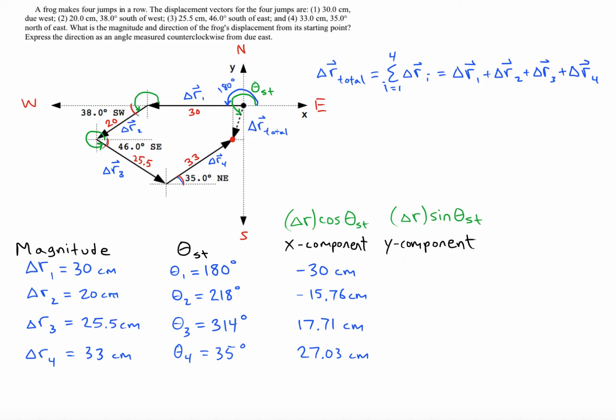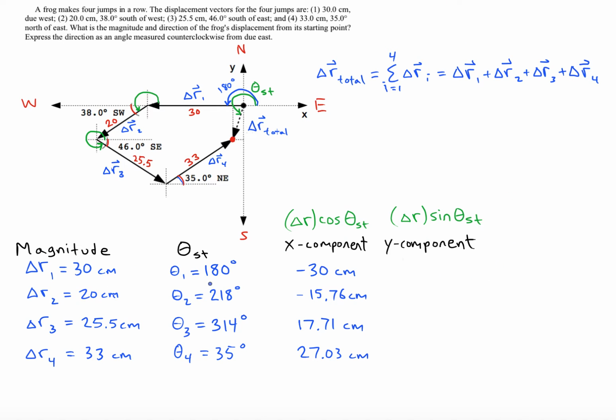Okay, great. Do these numbers make sense? Yeah, our first vector is going to the left, so we should have a negative x component. Our next vector is going to the left, so that x component should be negative. The next two vectors point to the right, so they should have positive x components. Now let's do the y components.